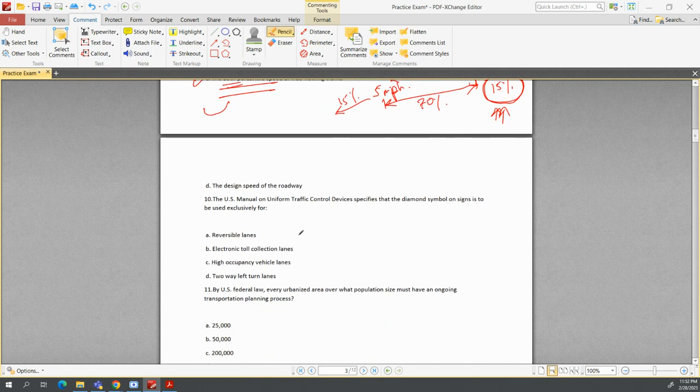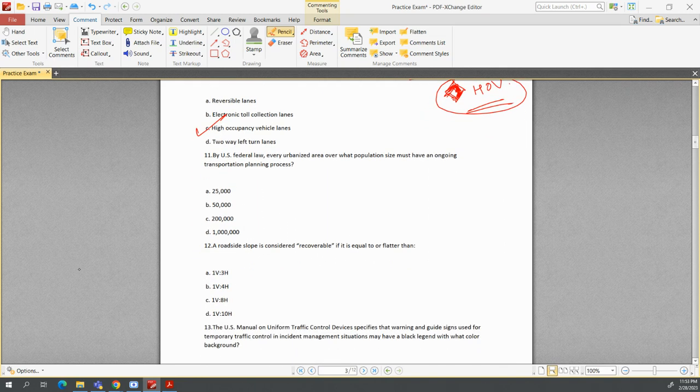The US Manual on Uniform Traffic Control Devices specifies that the diamond symbol on signs is to be used exclusively for what? This diamond symbol is exclusively used for HOV lanes. You always have to remember it. The diamond symbol is always used for high occupancy vehicle lanes. It always has to go with that. The options given are reversible lanes, electronic toll collection lanes, high occupancy vehicle lanes, and two-way left turn lanes. So the answer is high occupancy vehicle lanes.